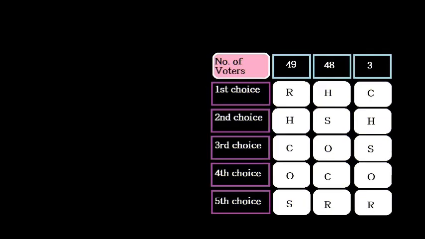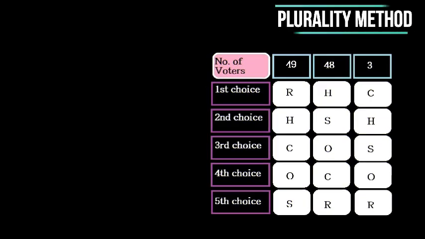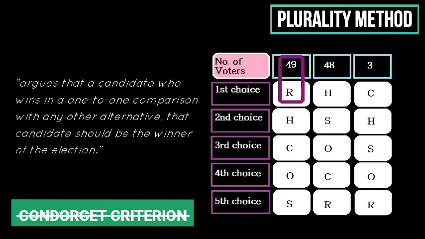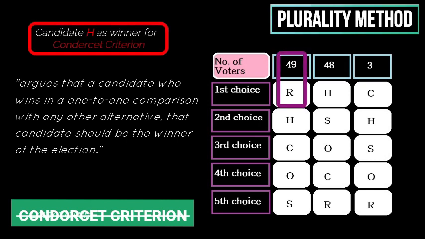On the given table sample 2, using the plurality method, it is obvious that candidate R is the winner. But having candidate R as the winner violates a fairness principle, the Condorcet criterion, which argues that the candidate who wins in a 1-to-1 comparison with any other alternative should be the winner of the election, since doing a 1-to-1 comparison in this sample table would make candidate H the winner instead.